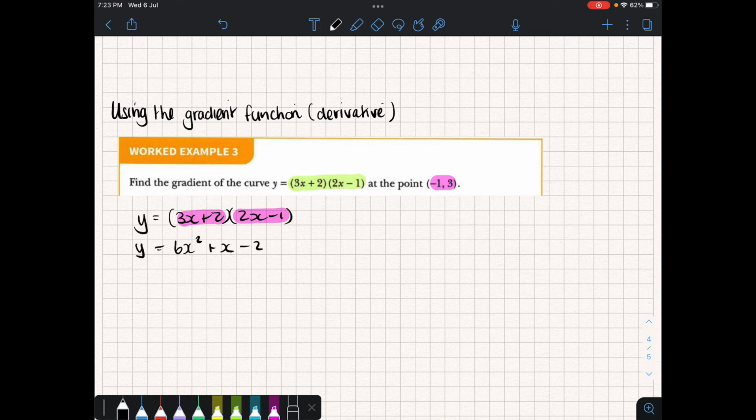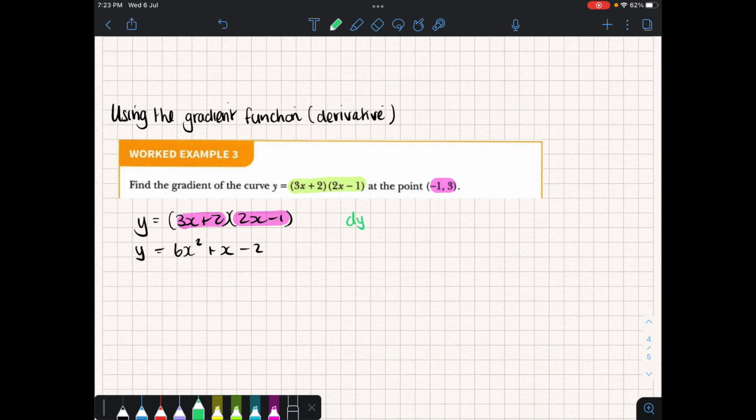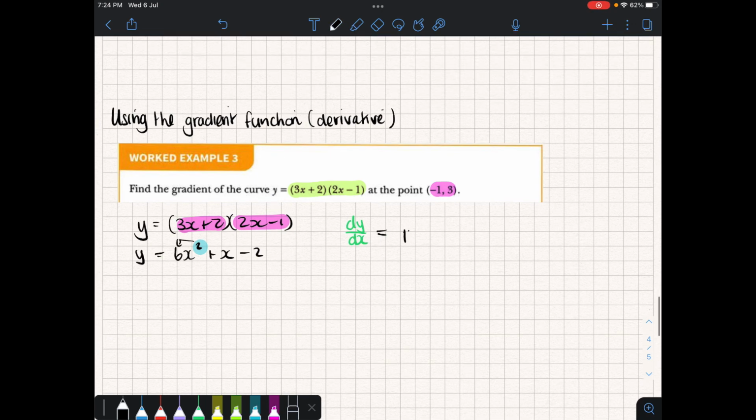Now, if I want to find the gradient, I need the gradient function. And when we have an equation y equal to a function of x, we call the gradient function the derivative, which is just dy on dx, the change in y on change in x. So dy on dx is equal to, and once again, we use the power rule, so multiply by the power, multiply by the number in front. So we're going to get 12x, reduce the power by 1, I end up with 12x to the power of 1.